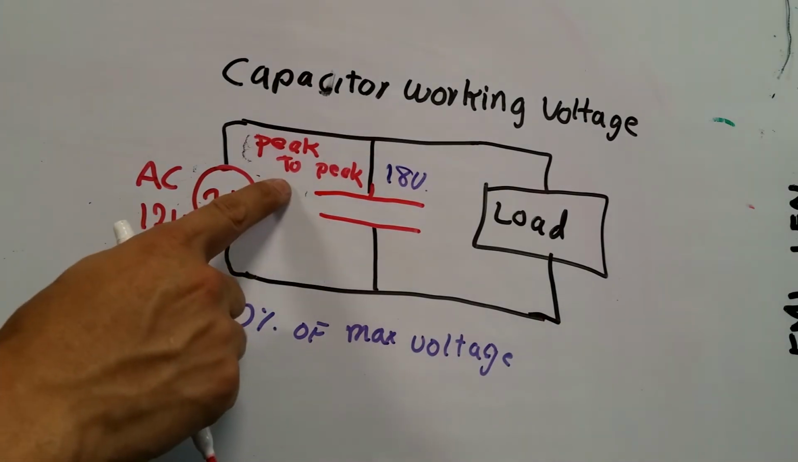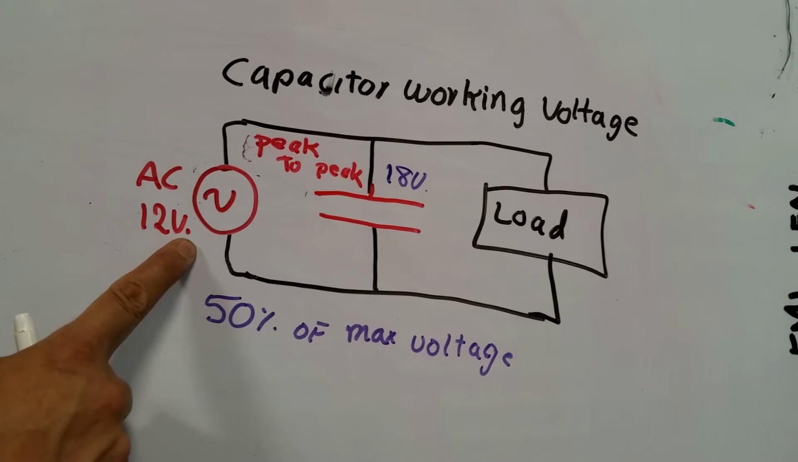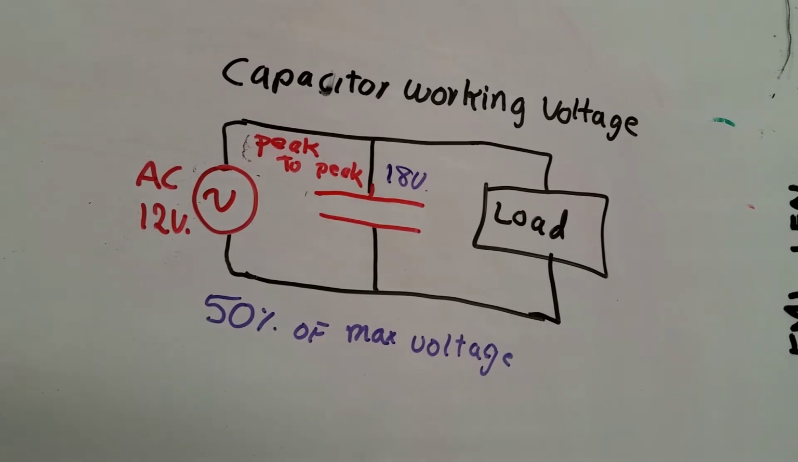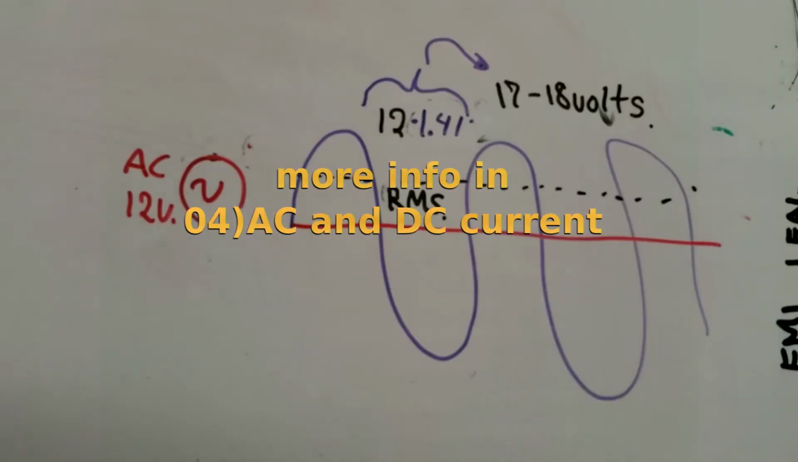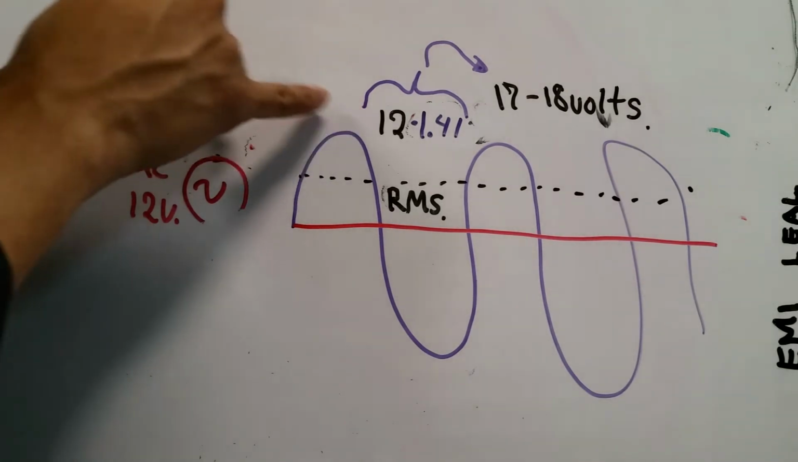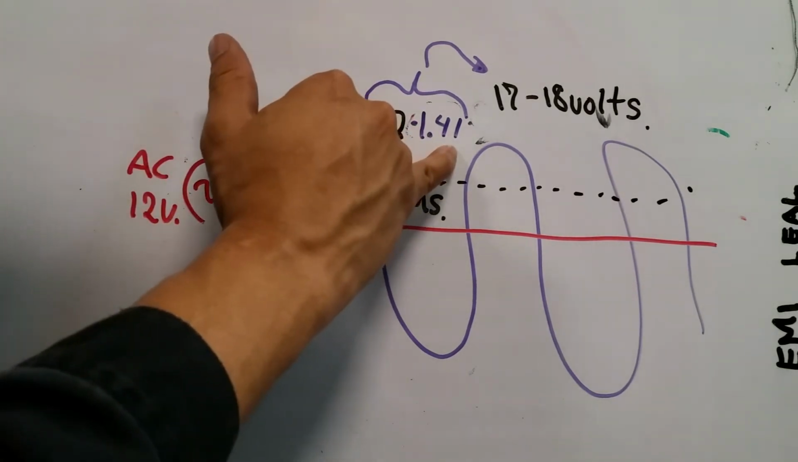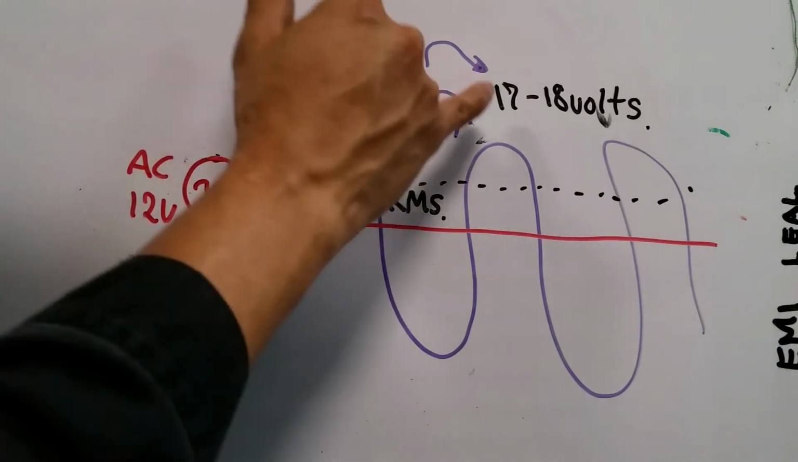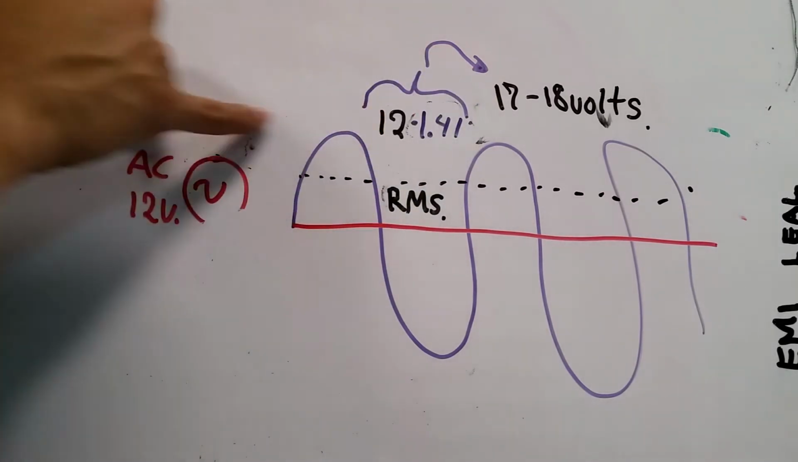I talked about peak to peak of AC in our AC and DC video, which is video number 2. When dealing with AC, we have to worry about that peak to peak. So here I have 12 volts multiplied by 1.41, which is how we get back to peak from RMS.